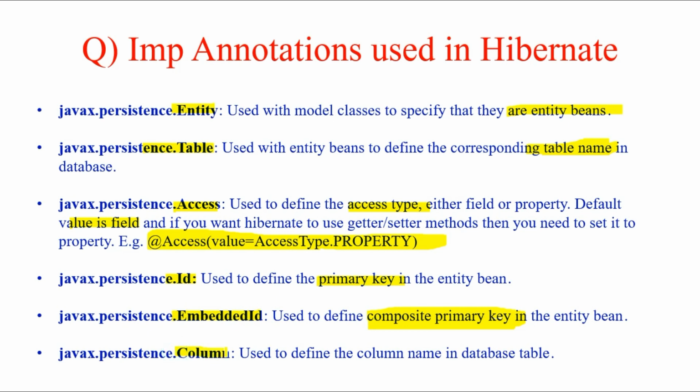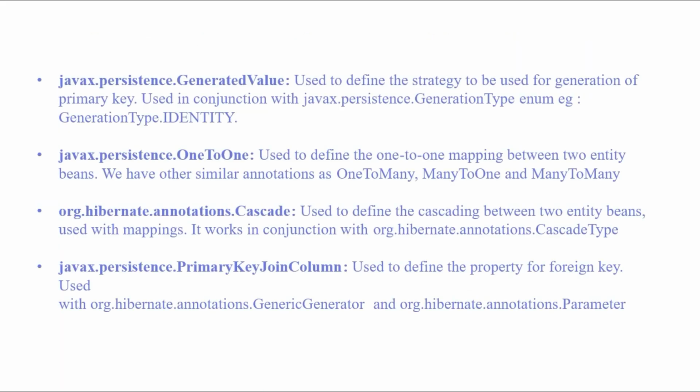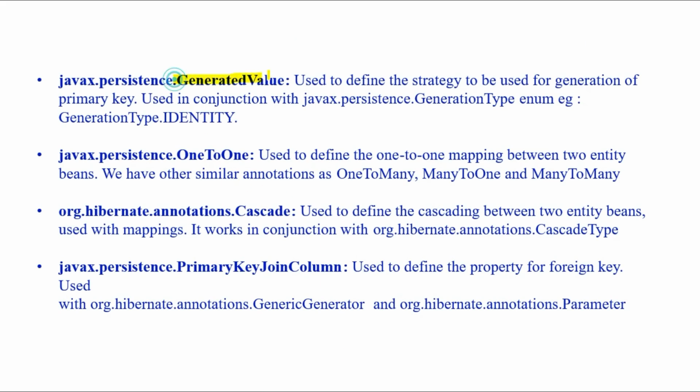Then what is @Column? It is used to define the column name. This is similar to @Table. @Table is a class level thing used to define the table name. @Column is a field level thing used to define a column name. Then @GeneratedValue. Basically, this is used for generation of the primary keys. I always prefer the identity one. So I have given an example of this, GenerationType.IDENTITY.